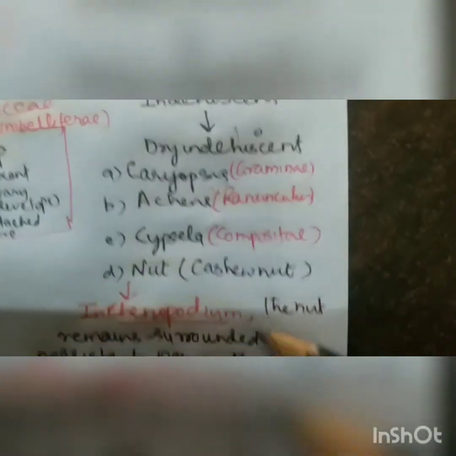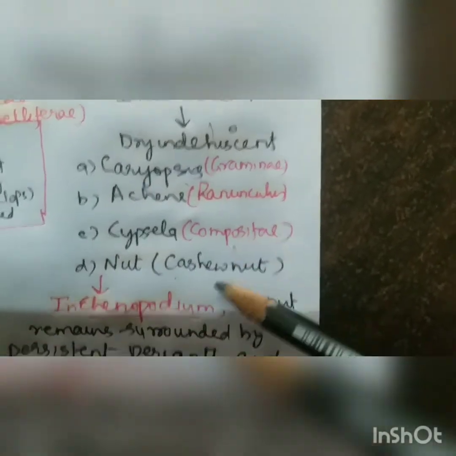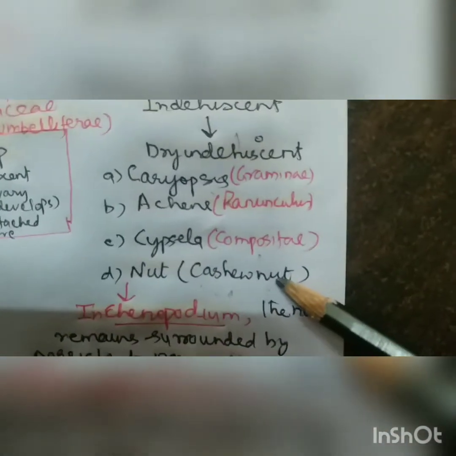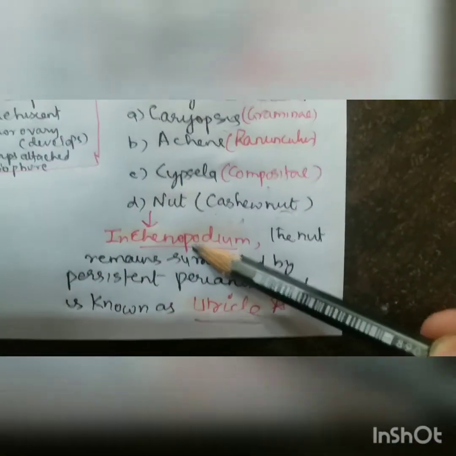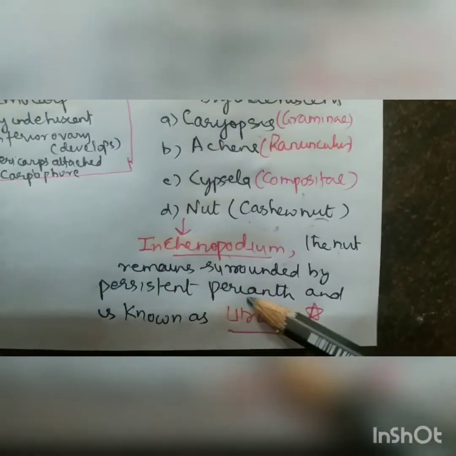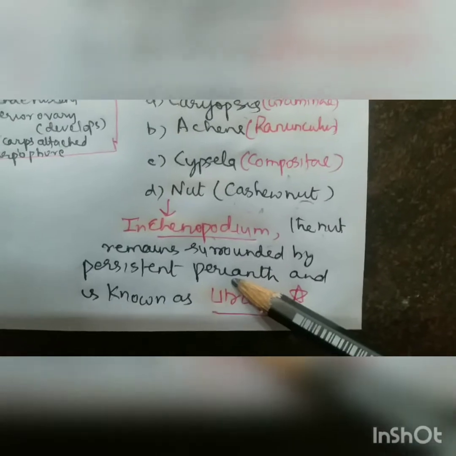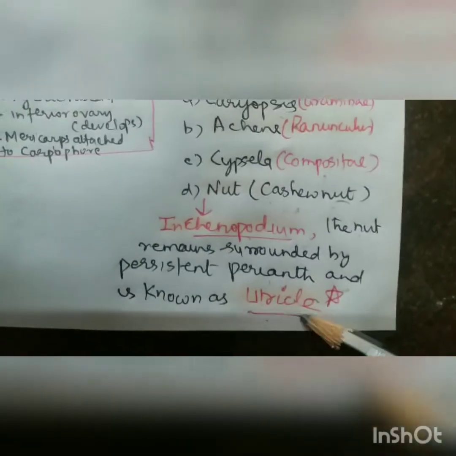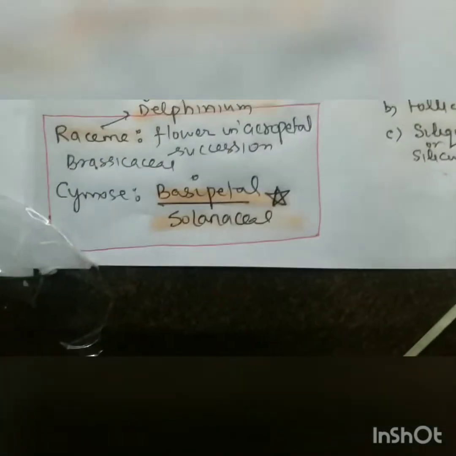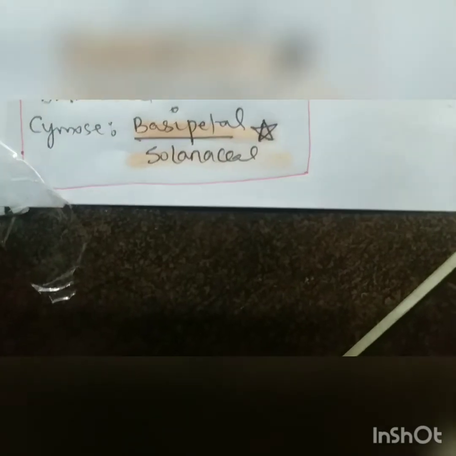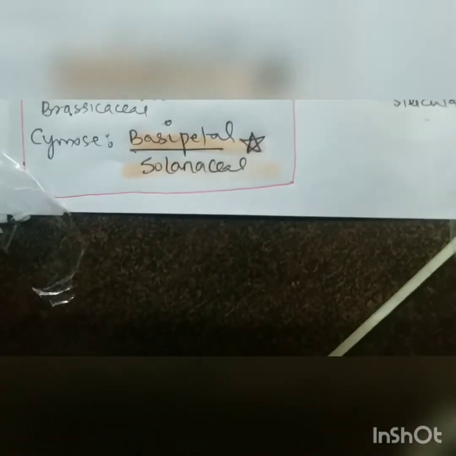Then we have cypsela, which we did in Compositae, and nut. This question will come: cashew nut is a simple dry indehiscent fruit, right? In Chenopodium, which I am doing in subsequent days, the nut is surrounded by a persistent perianth and is known as utricle. So you should know this. Before winding up, again: in racemose inflorescence, like Delphinium, flowers are acropetal, whereas in cymose they are basipetal. In the family which I am doing in subsequent days, Solanaceae, right?